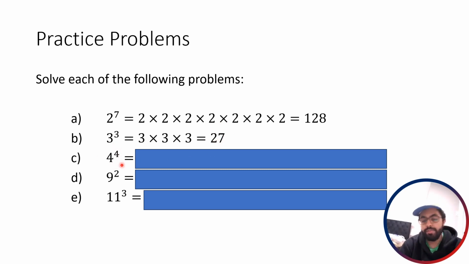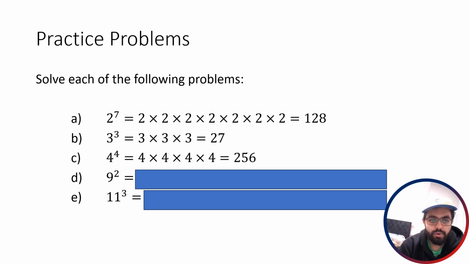Next, we've got 4 to the power 4. So that's going to be 4 times 4 times 4 times 4. It's 4's all being multiplied together, and there's 4 of them because that's what the exponent tells us. And you'll see that that's actually a pretty big number, right? That's 256, which we also saw in the previous question.